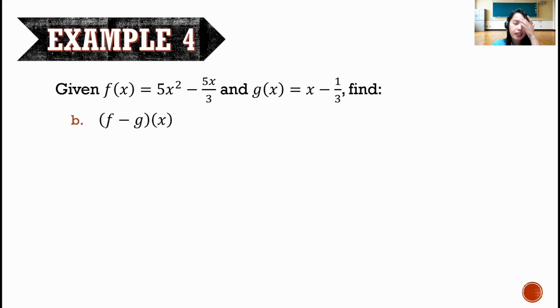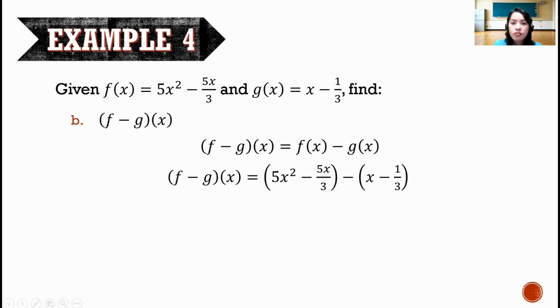Letter B, f minus g of x using the same functions. From the definition, that is equal to f of x minus g of x. We are going to evaluate the given functions using their values. So for the f of x, we have the function 5x squared minus 5x over 3 minus the second function, x minus 1/3. Drop down the parentheses.